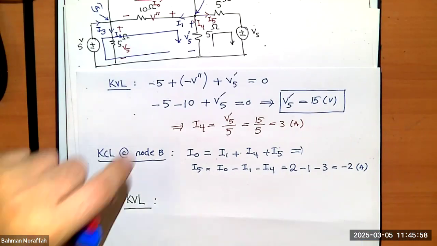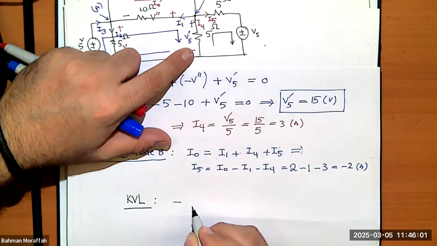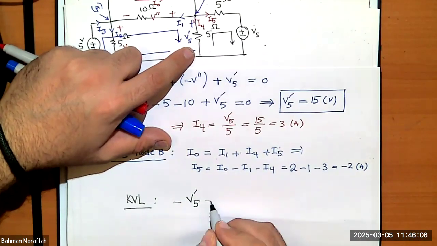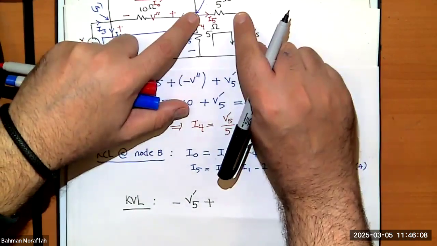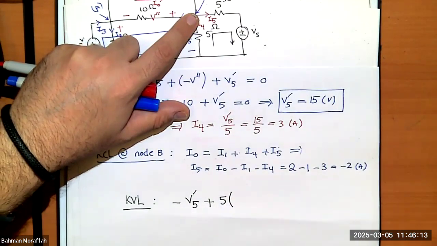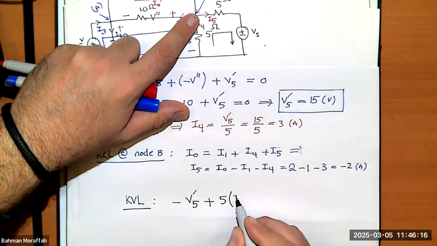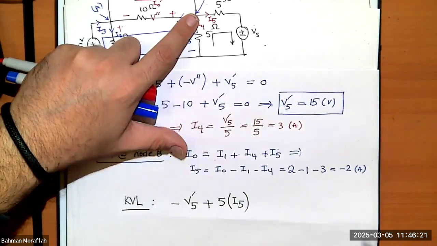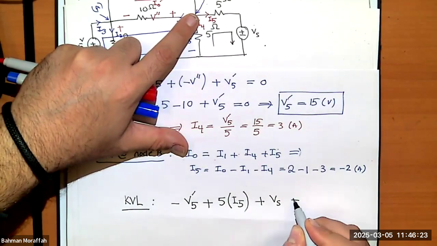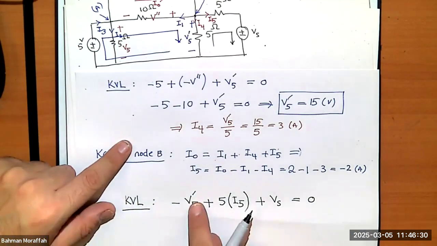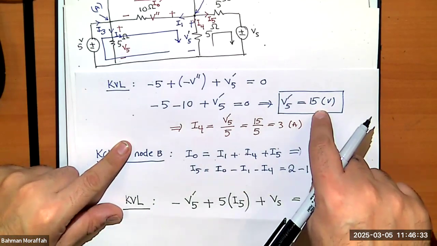What does it tell me? Let's start from here. I have negative V prime 5 plus the voltage across this. The voltage across this is 5 times the current through it. What is the current through it? That's I5, right? Plus Vs, that must be 0. What is V prime 5? We already computed it. That's 15.